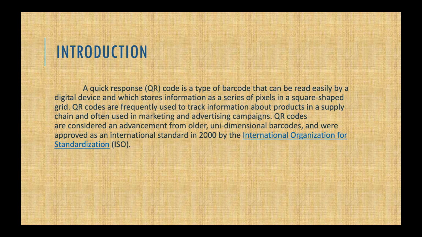Introduction. A quick response QR code is a type of barcode that can be read easily by a digital device and which stores information as a series of pixels in a square-shaped grid. QR codes are frequently used to track information about products in a supply chain and often used in marketing and advertising campaigns. QR codes are considered an advancement from older, unidimensional barcodes, and were approved as an international standard in 2000 by the International Organization for Standardization, ISO.